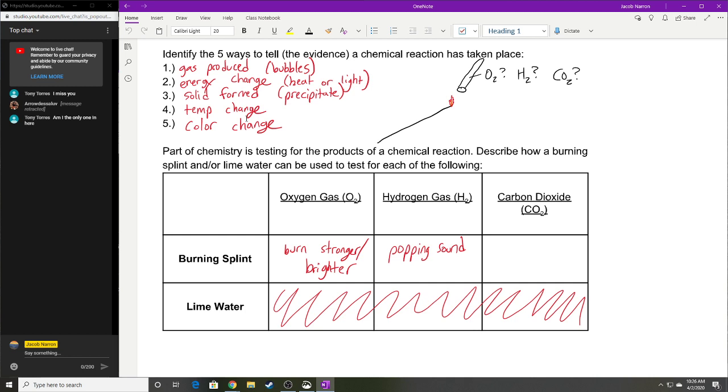Next, we have carbon dioxide. As you guys hopefully know, carbon dioxide is a product of combustion. So carbon dioxide is not going to help it burn. It's going to make it go out. So flame goes out.